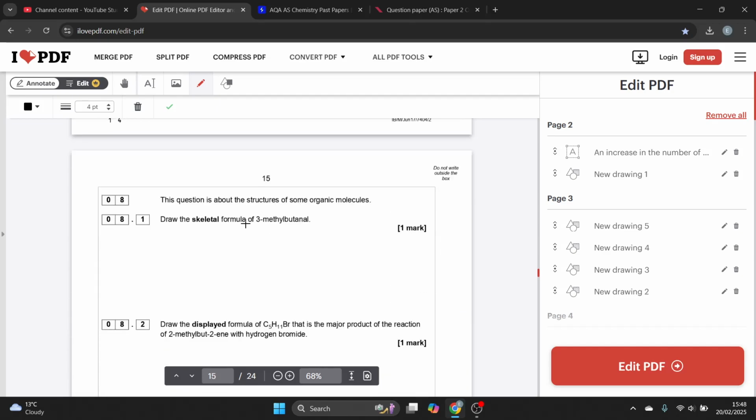Draw the skeletal formula of 3-methylbutanal. So methane, ethane, propane, I'm going to have 3-methyl, 1, 2, 3, methane, ethane, propane, butane, but then this bit's going to be the aldehyde bit. So the C double bond O and the H. This bit is just the methyl. So neighbor carbons 1, 2, 3. That's the third, 3-methyl. And then butanal, C double bond O, and then your H.